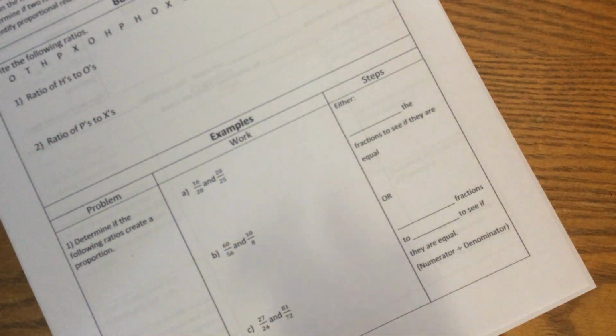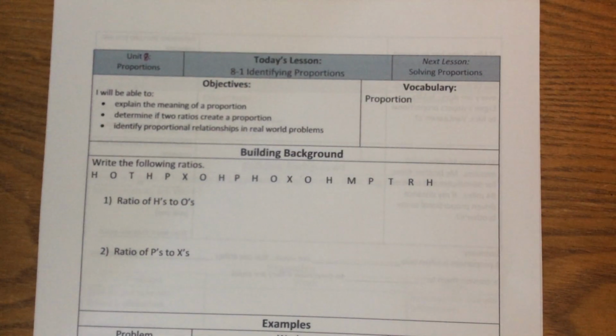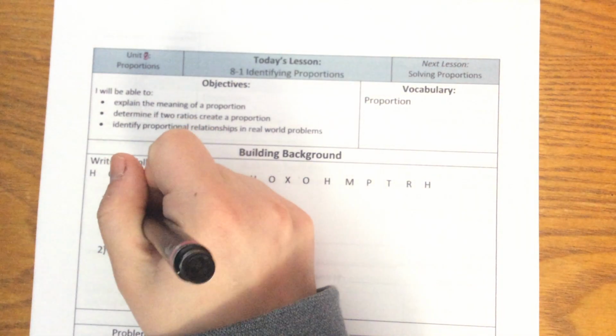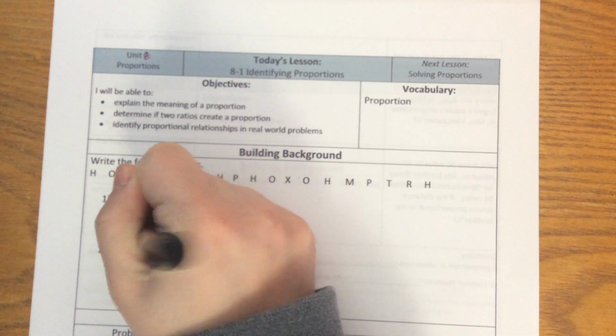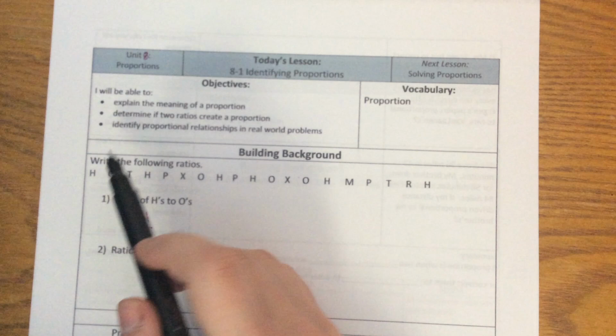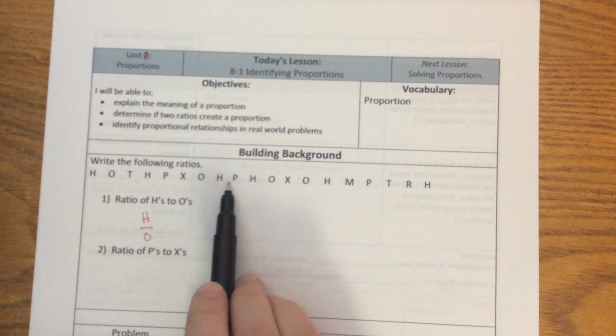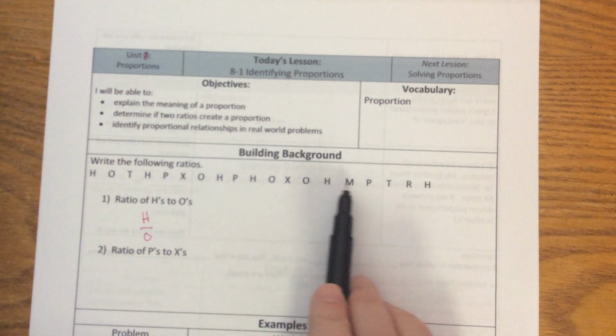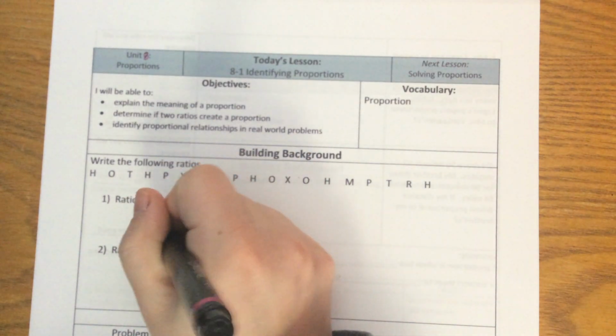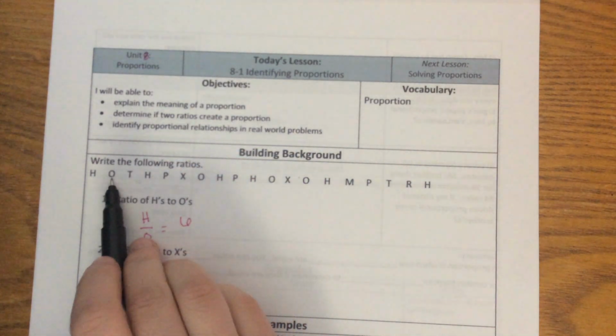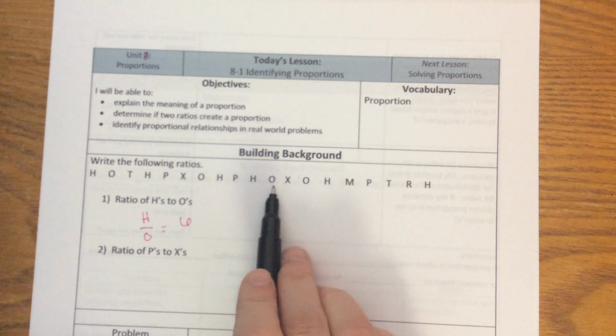Alright, so the first one says we need to write the following ratios. And it says the ratios of H's to O's. So the first thing we need to do is count the number of H's and count the number of O's. And it says H to O, which means H should be on top and O should be on bottom. So 1, 2, 3, 4, 5, 6. 6 H's. How many O's? 1, 2, 3, 4.